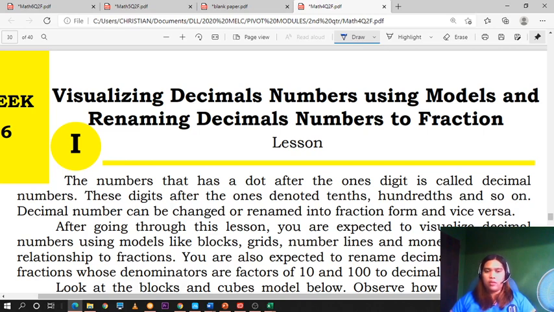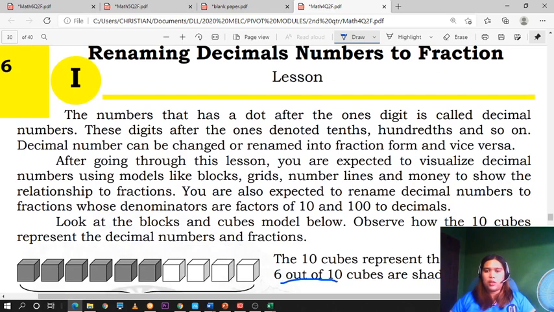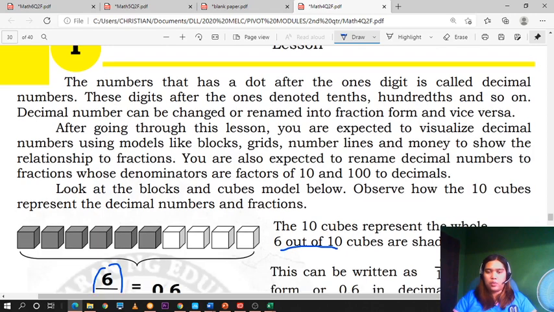After going through this lesson, you are expected to visualize decimal numbers using models like blocks, grids, number lines, and money to show the relationship to fractions. You are also expected to rename decimal numbers to fractions whose denominators are factors of 10 and 100 to decimals. So let us look at the blocks and cubes model below.